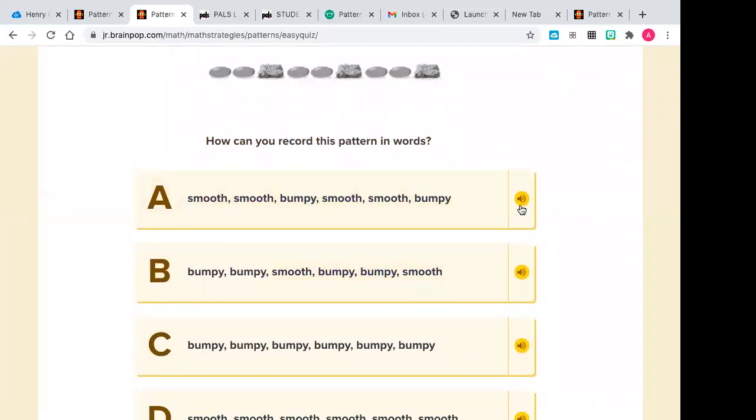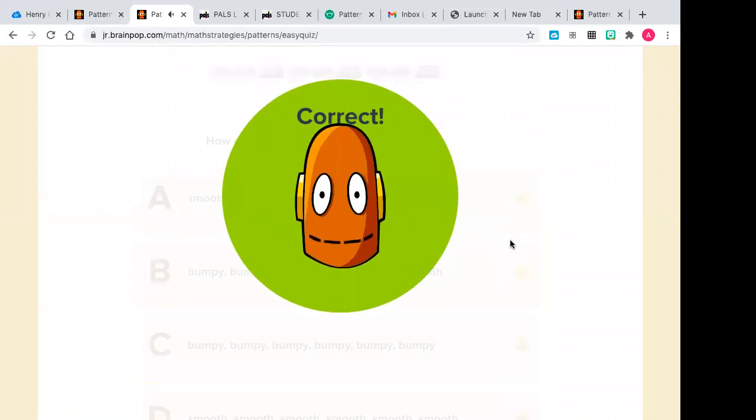Let's see if any of them say smooth, smooth, bumpy. Smooth, smooth, bumpy. Is that what we said? Yeah, let's see if we get it right. Good job.